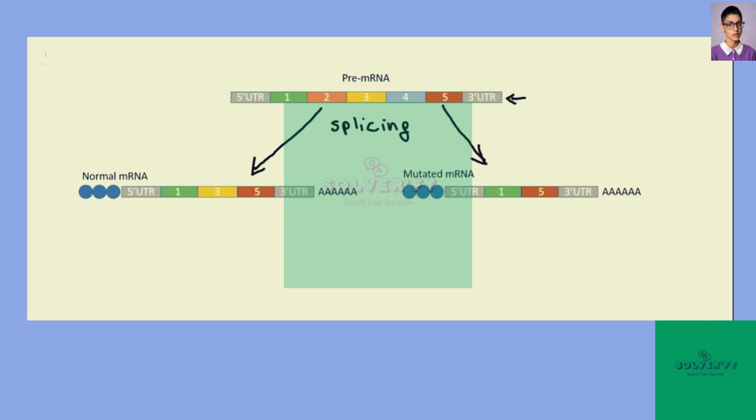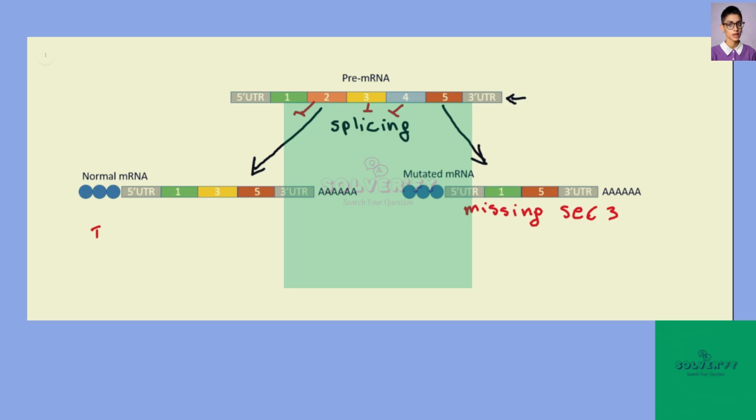So if you notice here on the left-hand side, section number 2 has not made it down, and section number 4 has not made it down. Whereas on the right hand side, it's also missing section number 3. Okay, so missing section 3. So that is the mutation. Now, you need to know a little bit about how this happens in order to be able to answer this question.